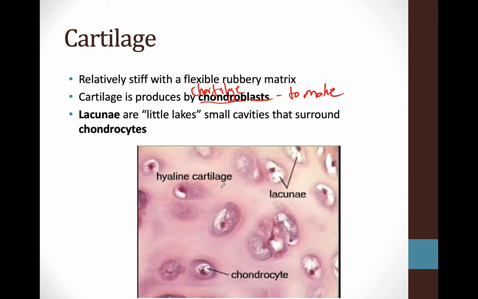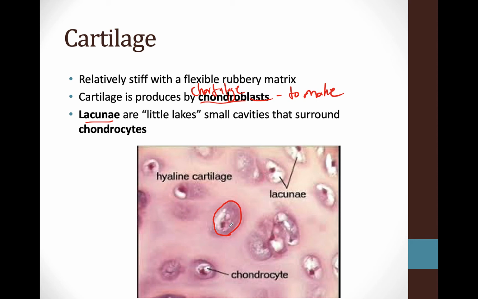So what happens is we've got this large background matrix. So most of this area is the cartilage matrix. And then inside of this matrix are little lakes, so little open spaces in the matrix. And these are called lacunae. And lacunae literally means little lake. And so these are small cavities.